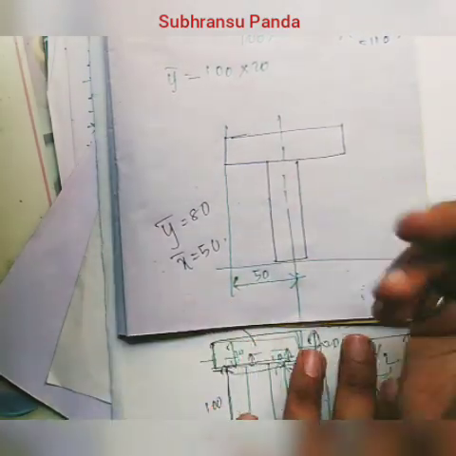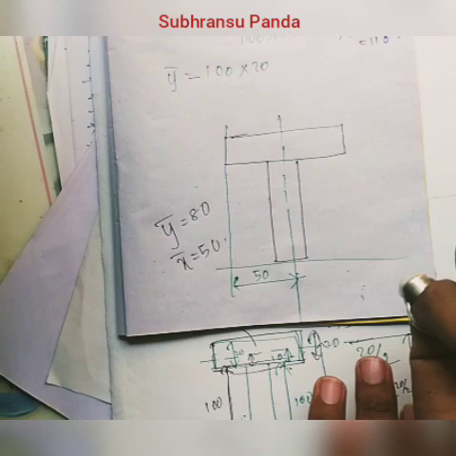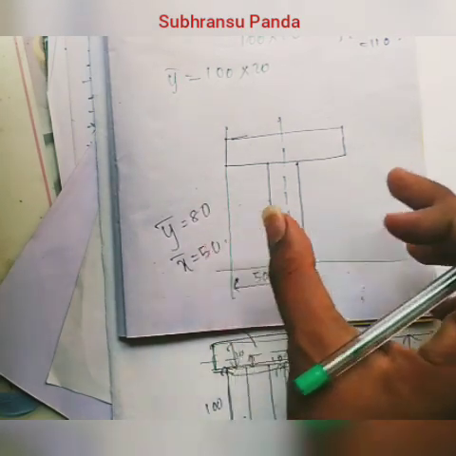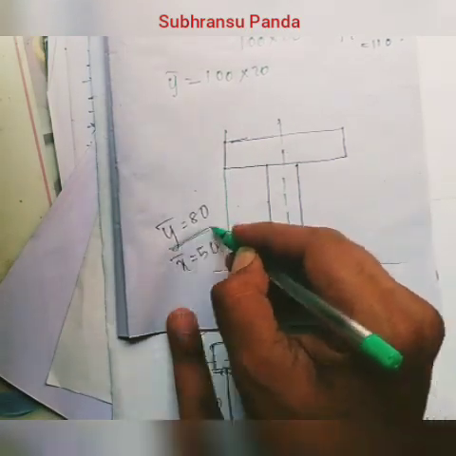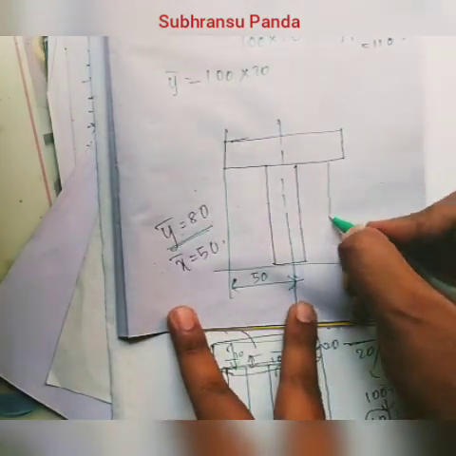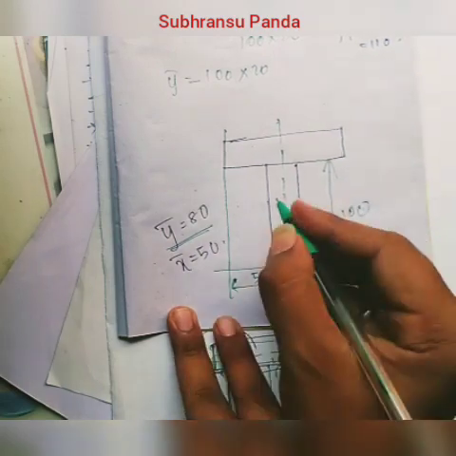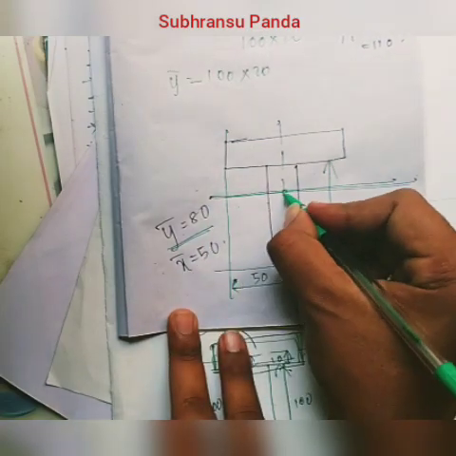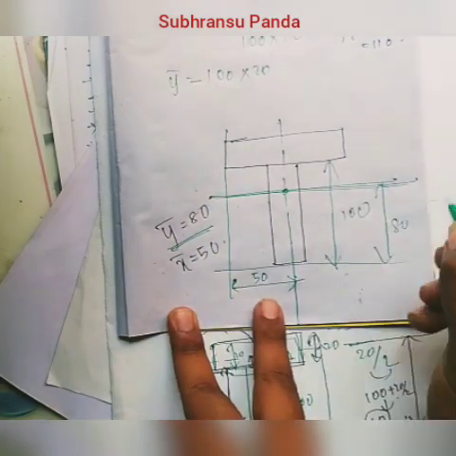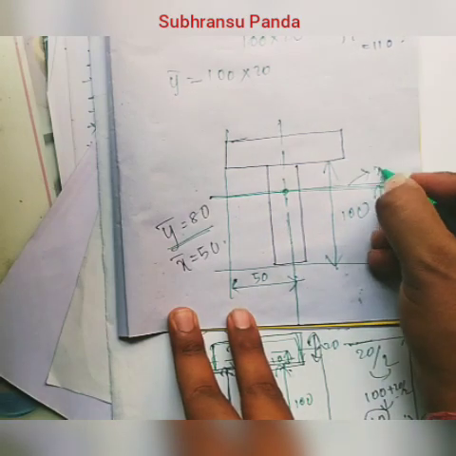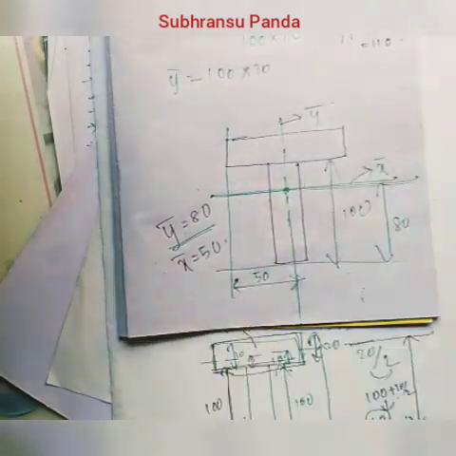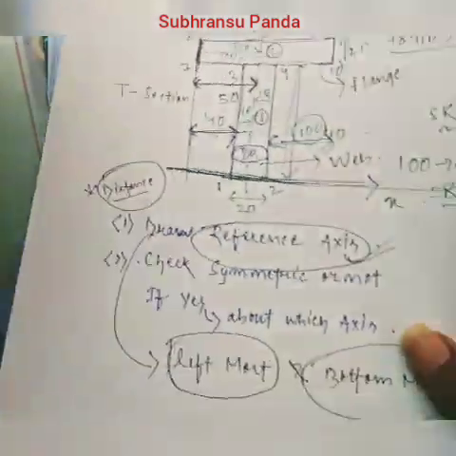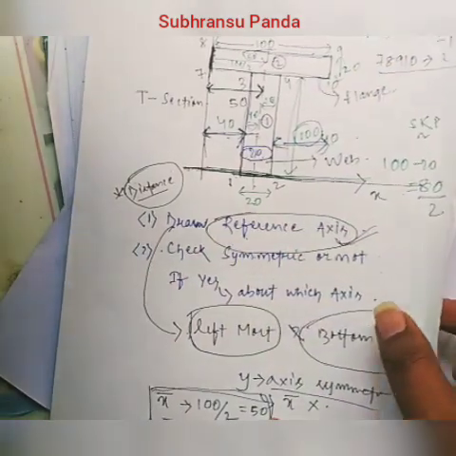Because for a point two lines should intersect each other, and already one line is there, I am not calculating x bar. Y bar is 80. From this, this distance is already given as 100, so 80 will be somewhere here. Okay, this is somewhere 80. So this is the centroidal axis, this is x bar and this is y bar. Like this we have to calculate the centroid of a T section from this question.